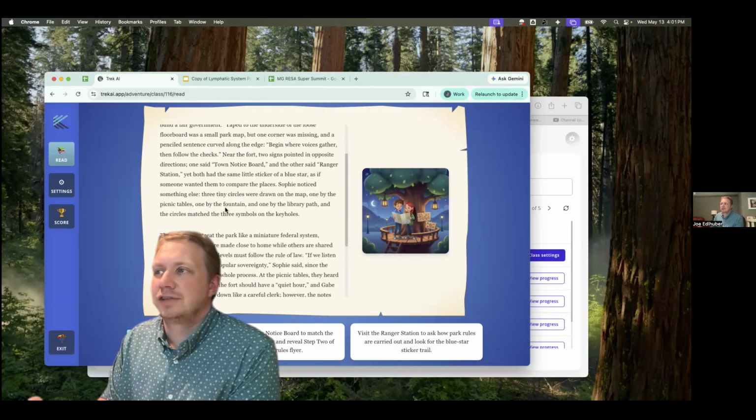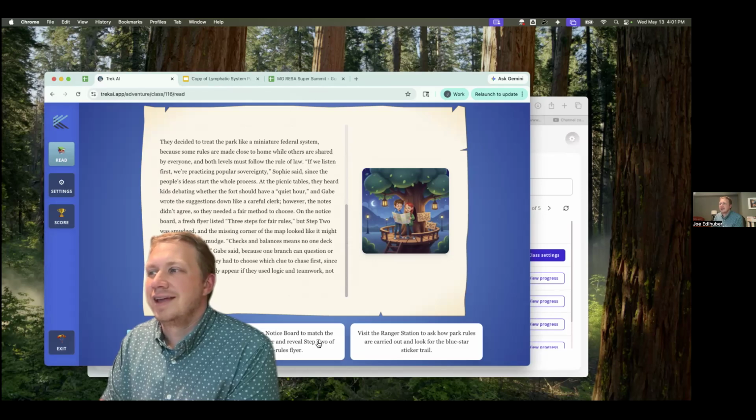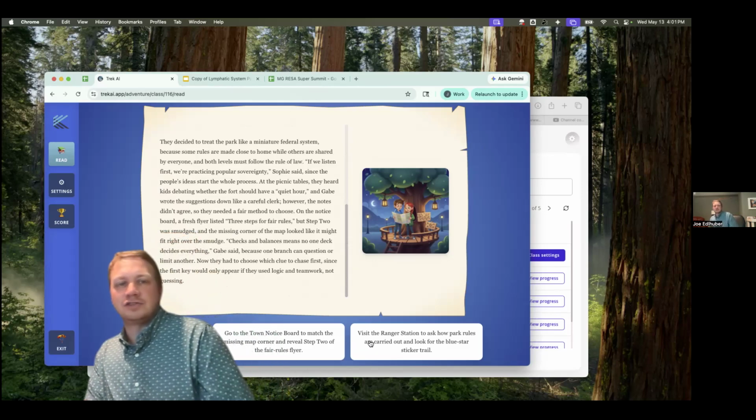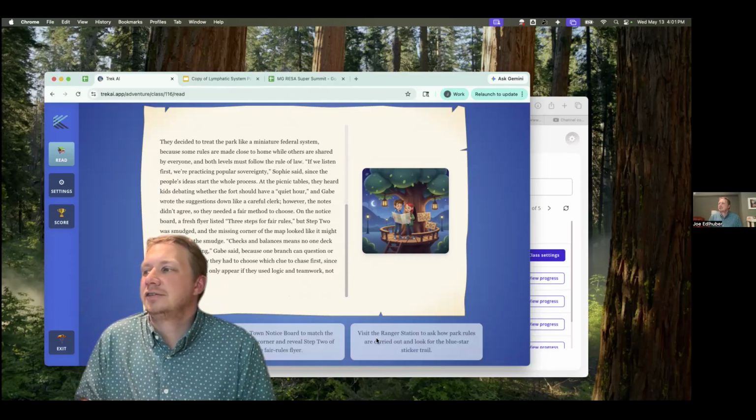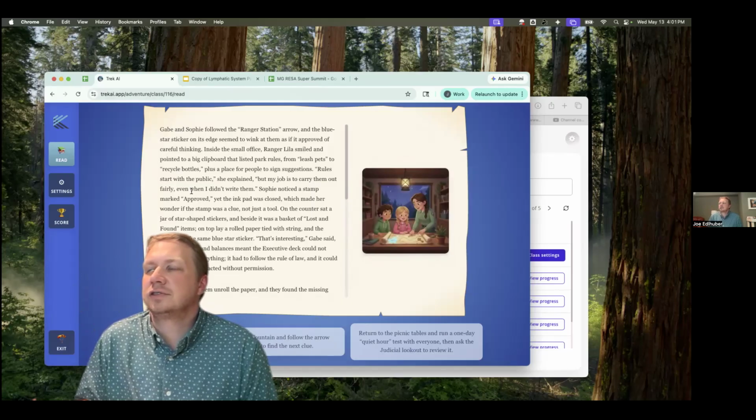And so we obviously have this story that we're going to be reading, and the kids get to pick how the story goes. So you can see that there's two things here. Ooh, visit the ranger station sounds interesting.